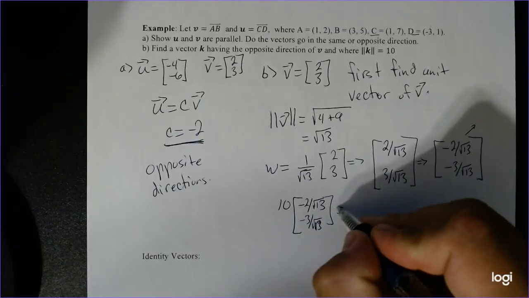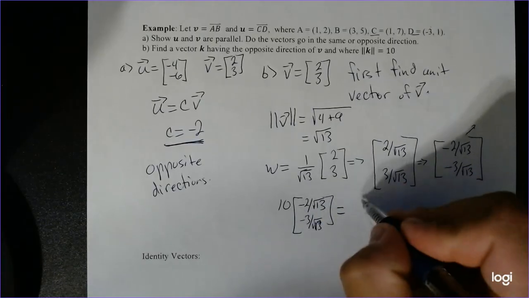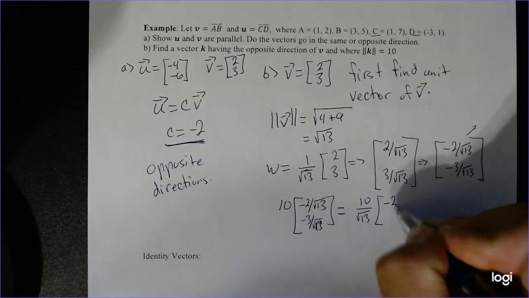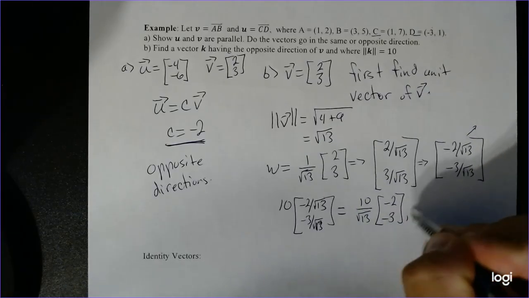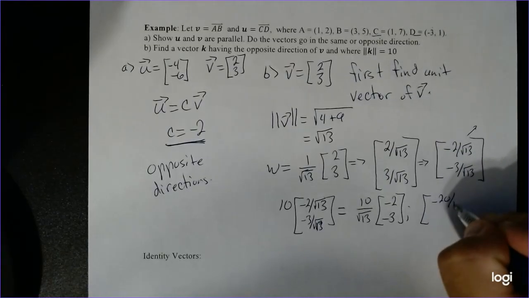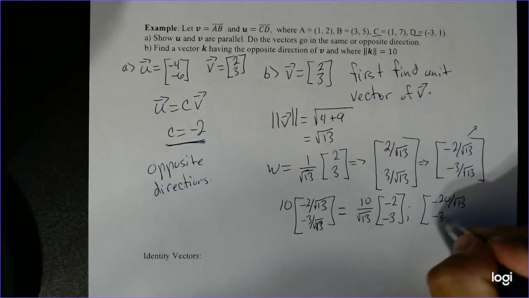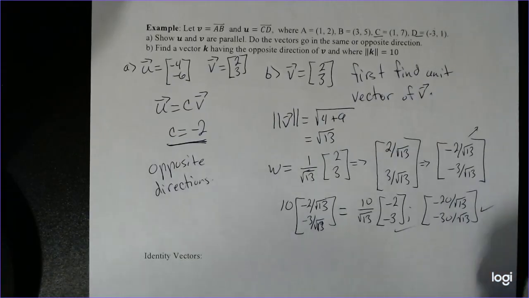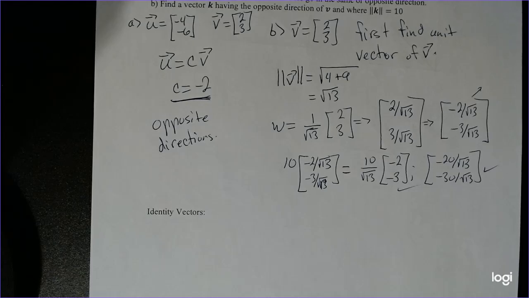Again, you could do a couple of ways. You could just rewrite this out, putting 10 over root 13 with the negatives there, maybe that's nicer to look at. Or you could just multiply it all in. Either way is the same answer.